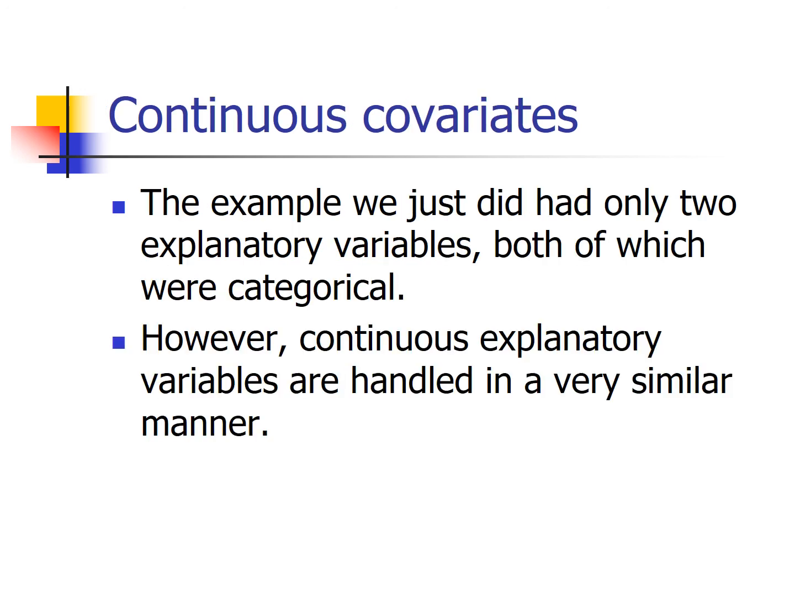So the example we just did only had two explanatory variables, both of which were actually the simplest type of categorical variable, both of which were dichotomous. But I made the claim that if we put a continuous explanatory variable in there, SAS wouldn't blink an eye. SAS could care less. SAS would handle it just fine. And it would handle it in a very similar manner.